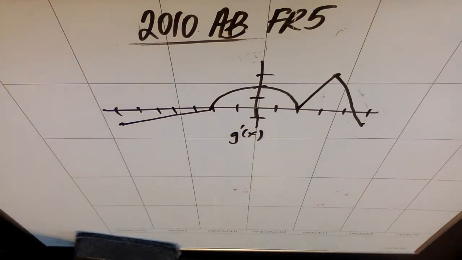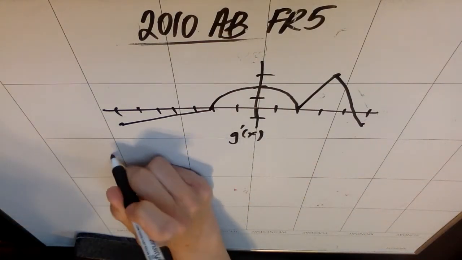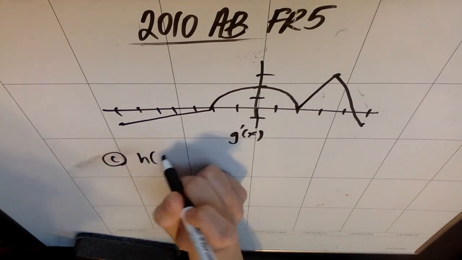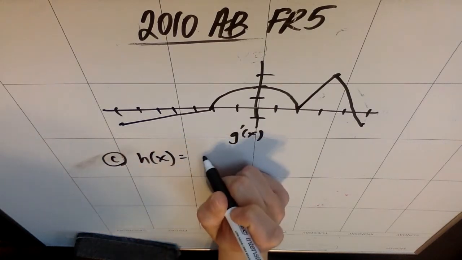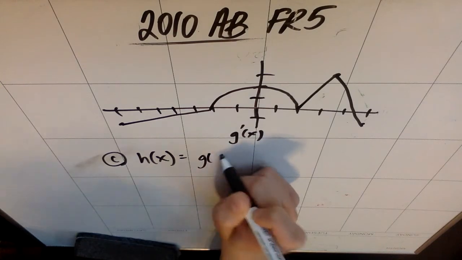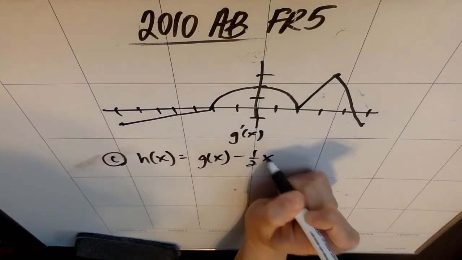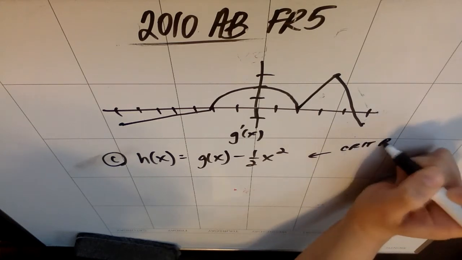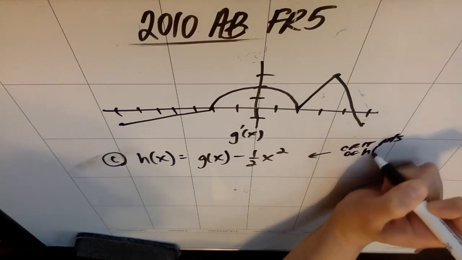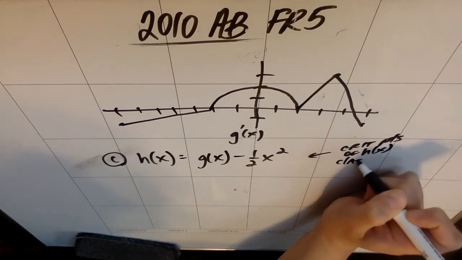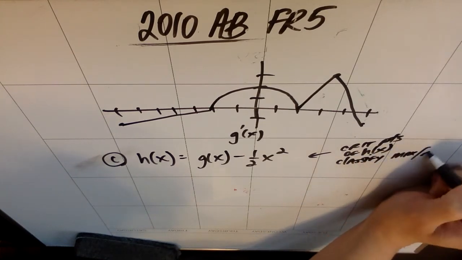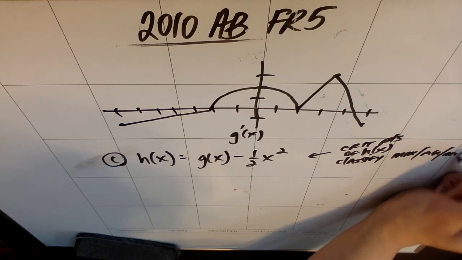All right, so here's what we know. We're given what h of x is. So this is part C, not D, my bad. So part C. We are given that h of x is g of x minus 1/2 x squared. We are asked for the critical points of h of x, and we are asked to classify them as max, min, or neither, right? So that's what we're asked to do.